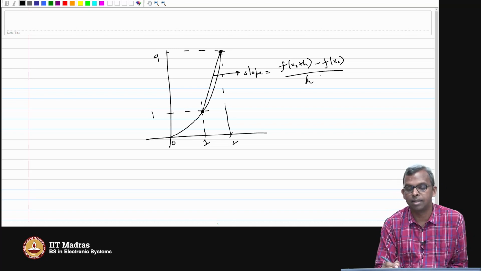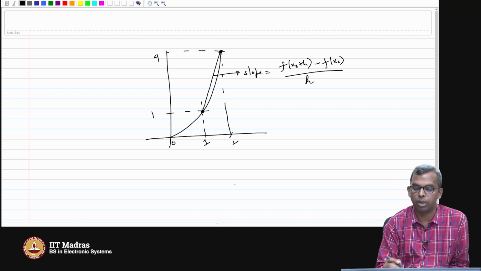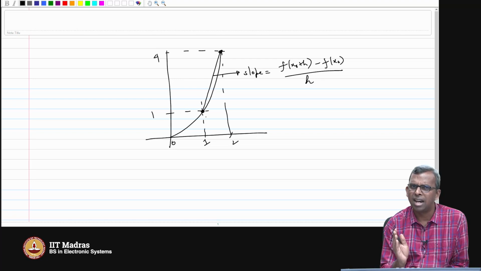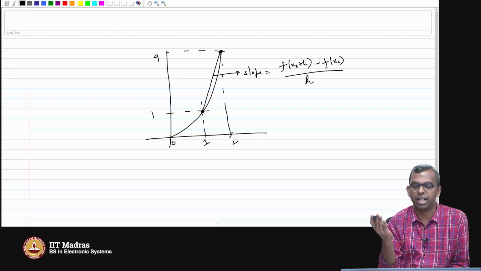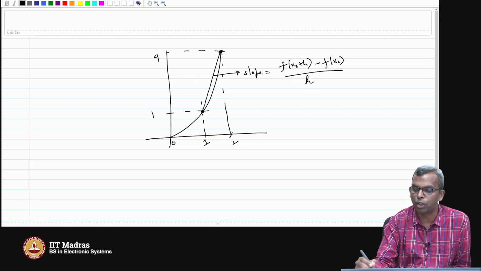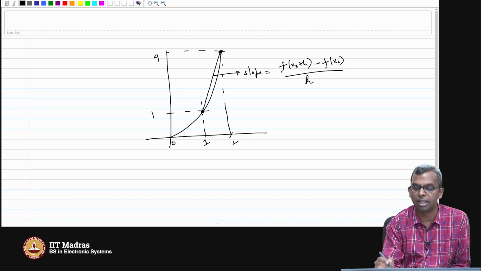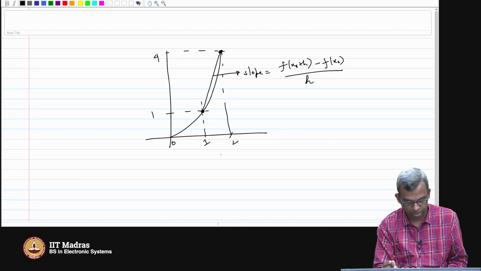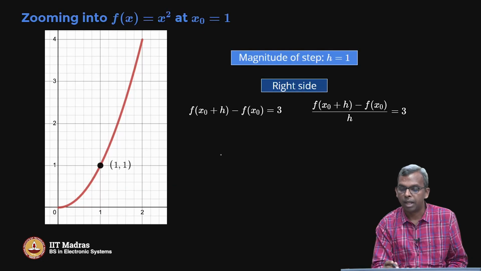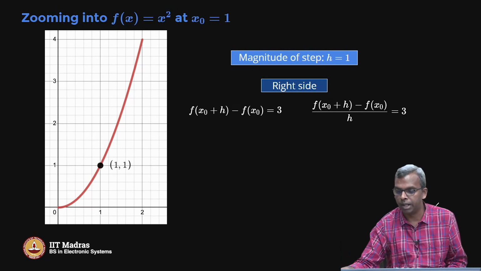That is why this is a very interesting quantity to look at. It tells us how much the function changed and at what rate it changed. This is the rate of change of the function from x naught to x naught plus h, which is why I am dividing by h. It is the slope of that straight line. All these things are important to note, and I have got 3 here.